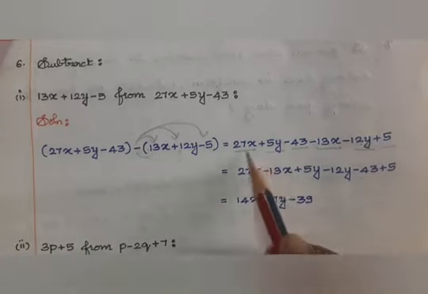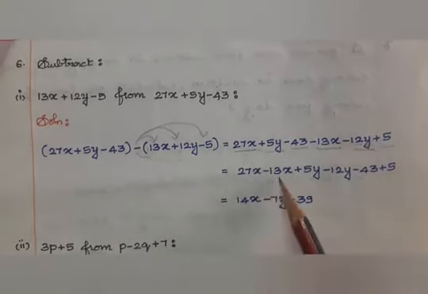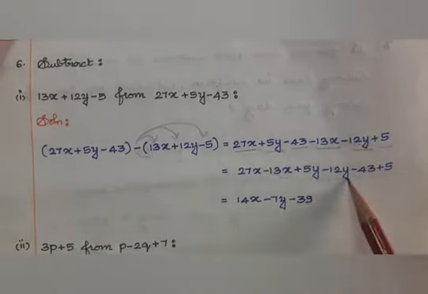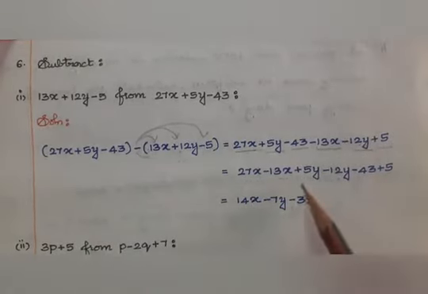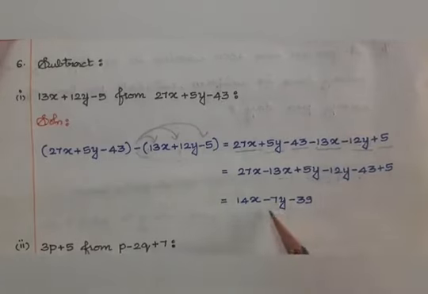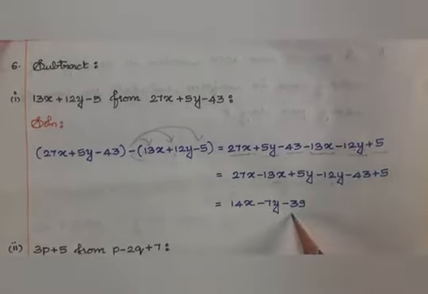So now put the like terms together. So 27x, 13x, 5y, minus 12y, 43, 5. So 27 minus 13 will give you 14x. 5y minus 12y will give you minus 7y, and minus 43 plus 5 will give you minus 39.